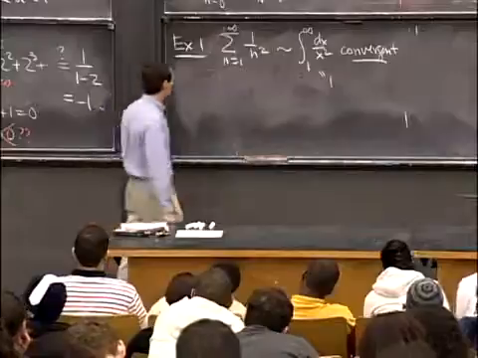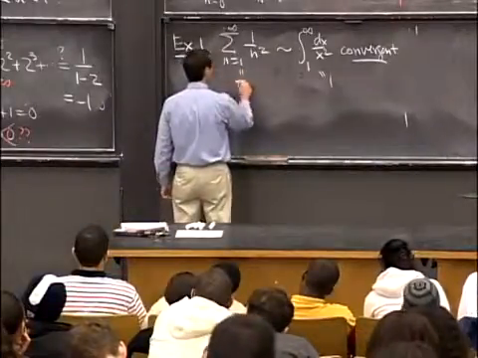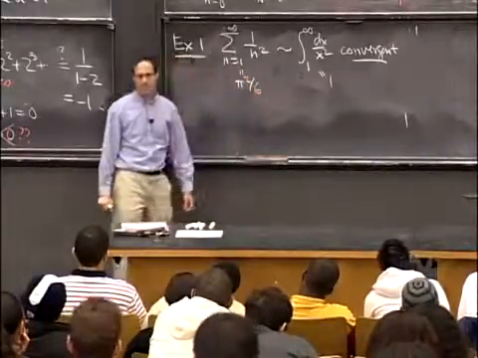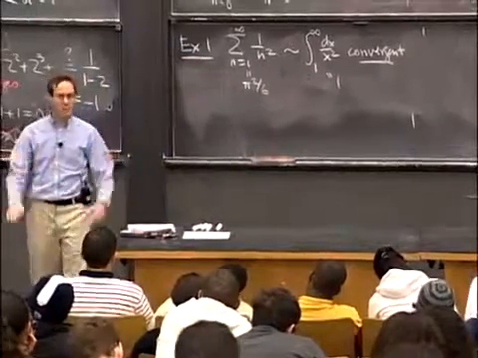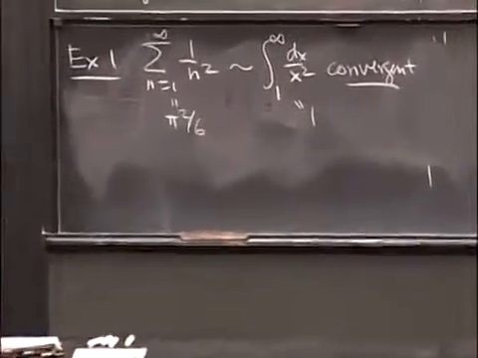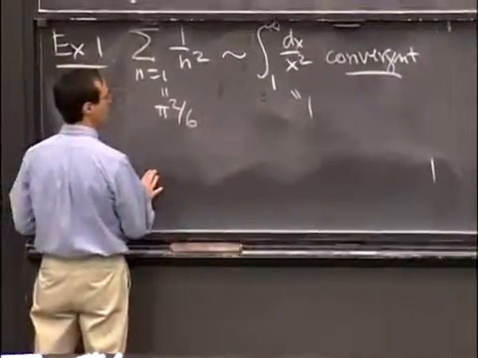And Euler did it, and the answer is pi squared over 6. Now that's an amazing calculation when it was done very early in the history of mathematics.